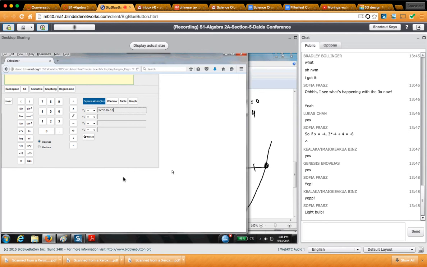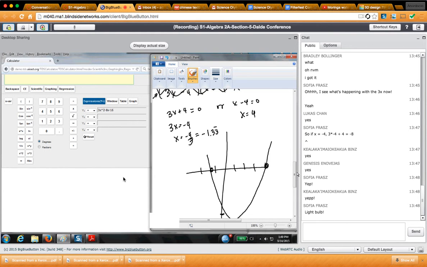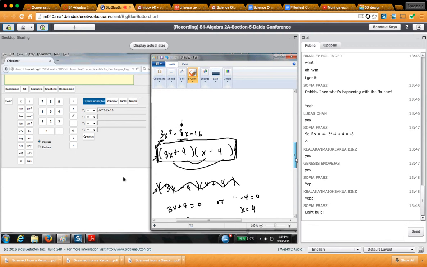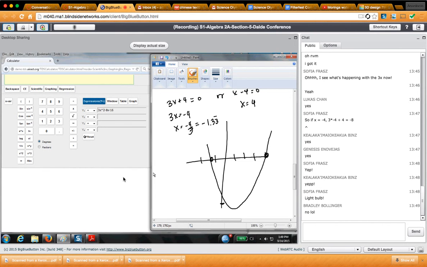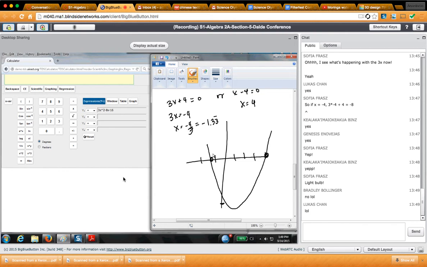Wait a second. I'm a little confused. Here's what I'm confused about. This looks like an upside down parabola to me. Doesn't it? Oh, no. Never mind. This is perfectly fine. This is a happy face parabola. This 3 should be positive. I'm sorry. For some reason, I was thinking that this was an upside down parabola. I'm crazy today. Just forgive me.